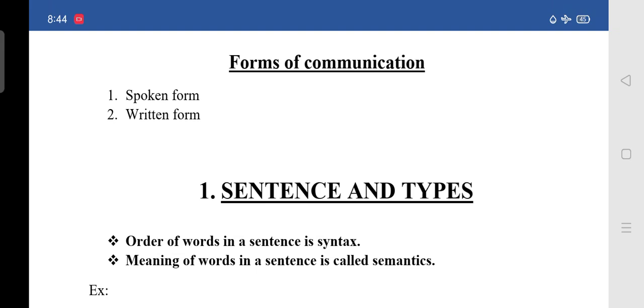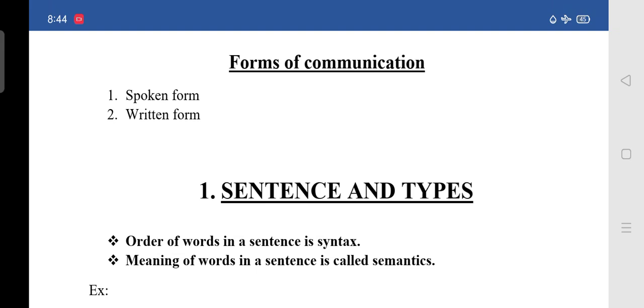generally, now I'm explaining to you what grammar is, isn't it? So this is also a type of communication. It is a spoken form. I am talking and explaining to you, isn't it? So that comes under spoken form, whereas the other form is written form.